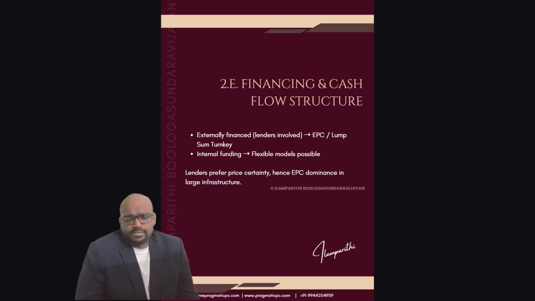Financing and cash flow structures. So how is the funding going to be arranged for this project? If it is externally financed, whether lenders are involved, go for EPC or lump sum, turnkey projects. If it is internal funding, you can go with flexible models like remeasurable contracts or BOQ contracts. Because lenders prefer price certainty, because they're coming for an investment, they should know the entire investment so that they can take the risk. Otherwise, it will be so difficult for them to enter. So that's why lenders do not enter in traditional contract methodologies.